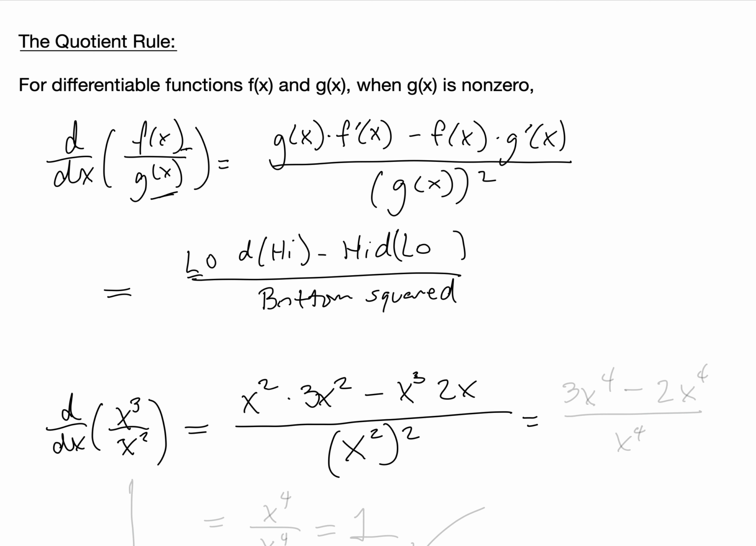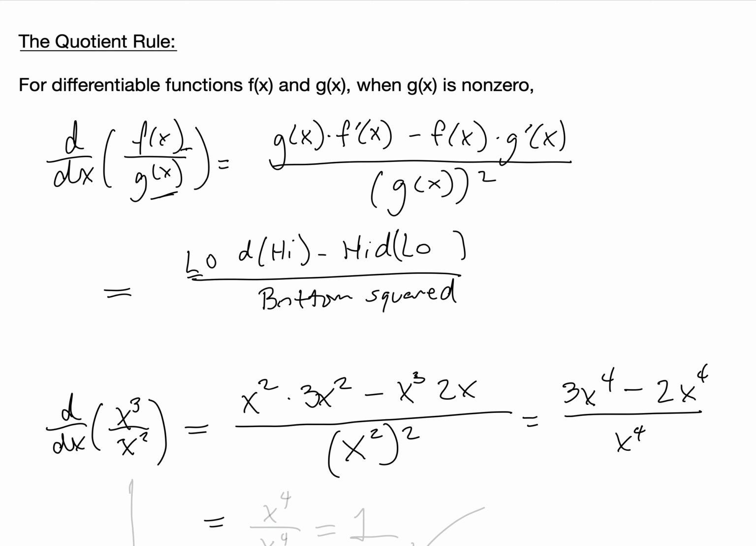And so that's equal to, when we simplify, x squared times 3x squared, that's 3x to the fourth, minus x cubed times 2x, that's 2x to the fourth, all divided by x squared squared, that's x to the fourth.